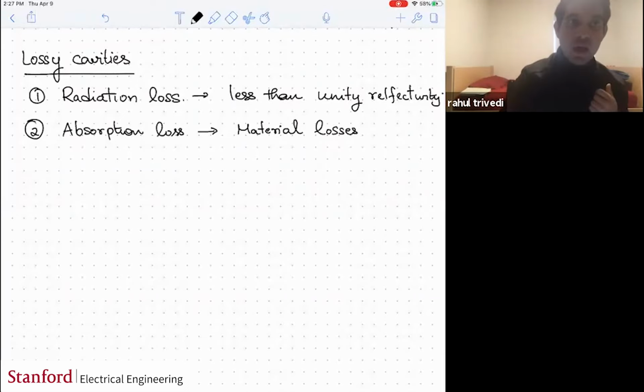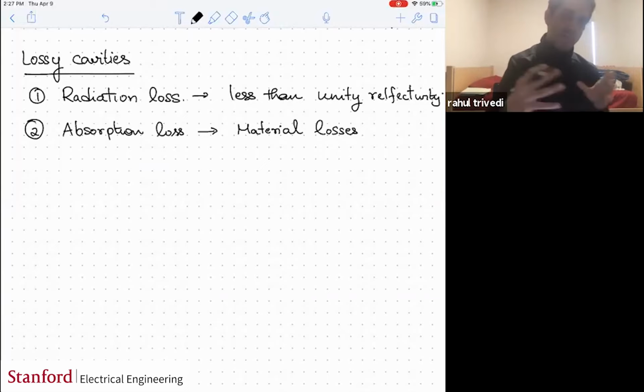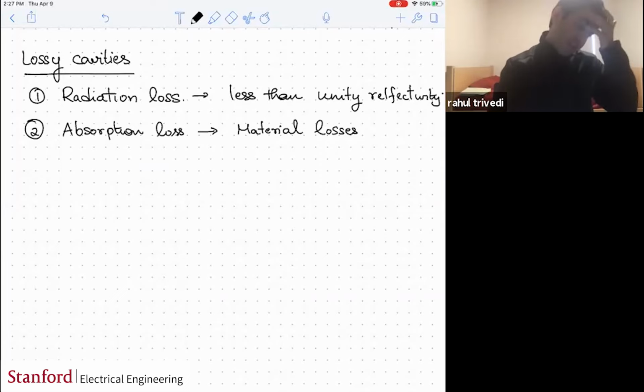Those material losses again make your cavity lossy. In your homework, you're going to look at a problem in which you have material loss, and also a bunch of problems in which you have radiation losses, because you're making mirrors that are near unity in reflectivity but not identical. So you'll get more idea of practically where these losses come from.